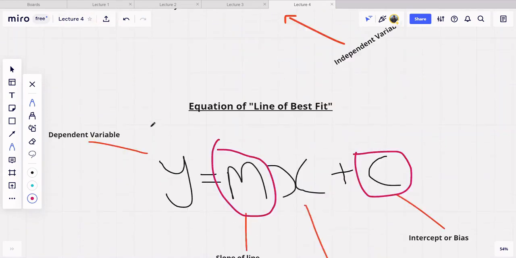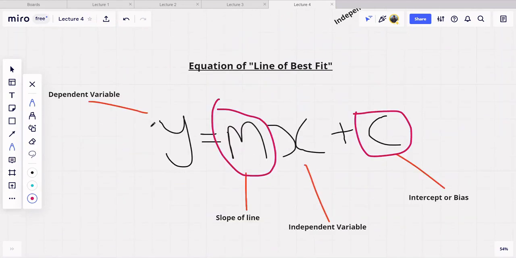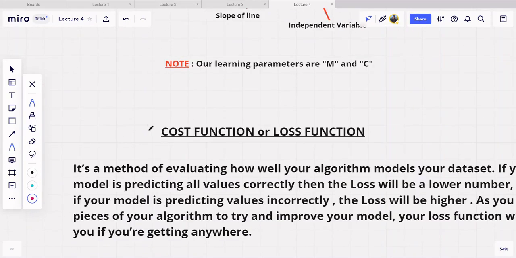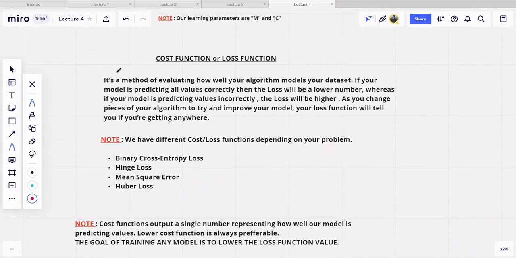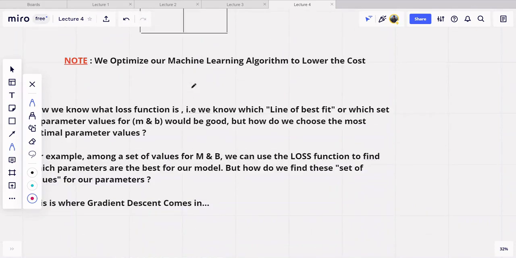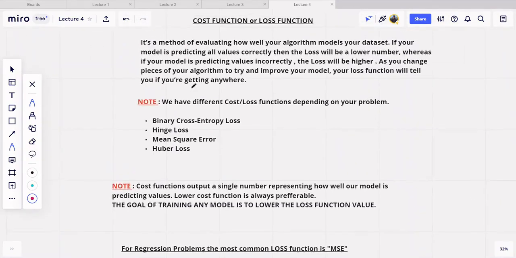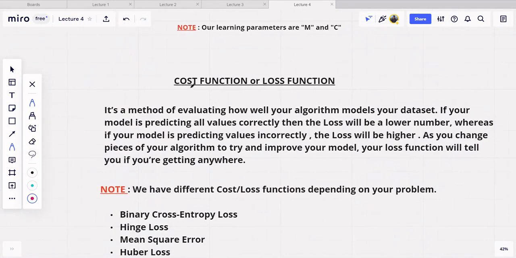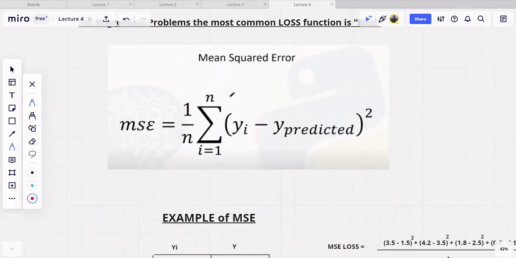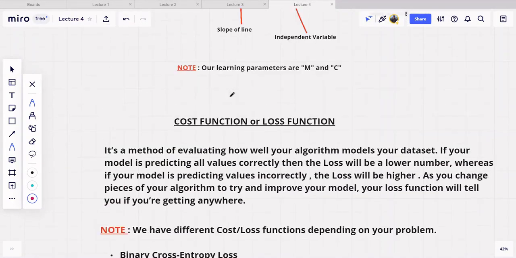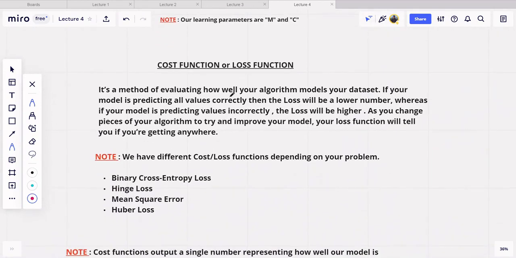In order to explain how we can do this, I need to first explain two very important concepts in machine learning: the cost function and the gradient descent algorithm. First is the cost function, which is also called the loss function, and the second is the gradient descent algorithm. These two are basically the most fundamental parts of any machine learning algorithm.